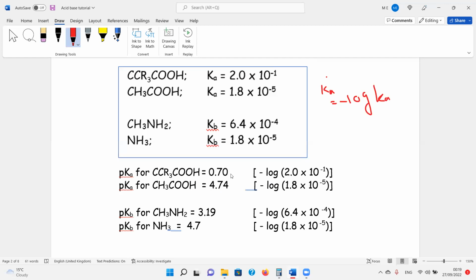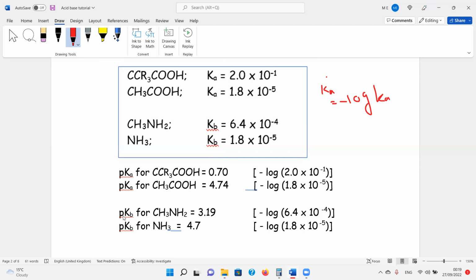As you can notice here, there is an inverse relationship between Ka and pKa. When it was Ka values, you always look at the bigger value and say it is associated with the stronger acid. When you are given pKa values, you look at the smaller value and say it is associated with the stronger acid. You see the pKa here is 0.7 as compared to the other one, 4.74, whereas the Ka of this acid was bigger than the Ka of this one. So you should always be careful about this.